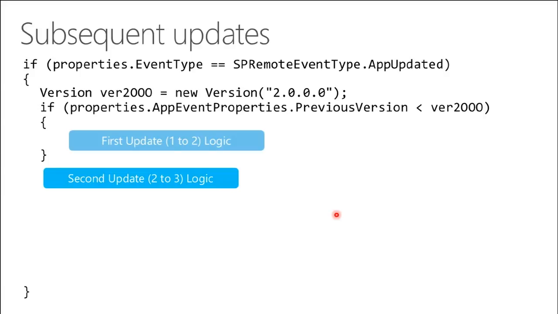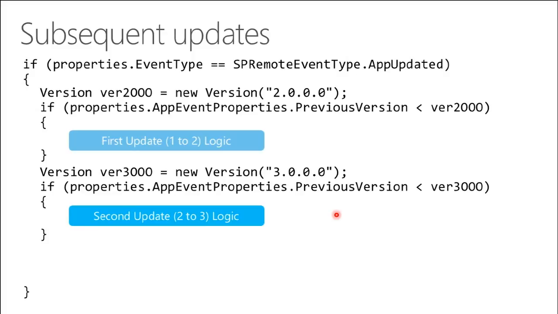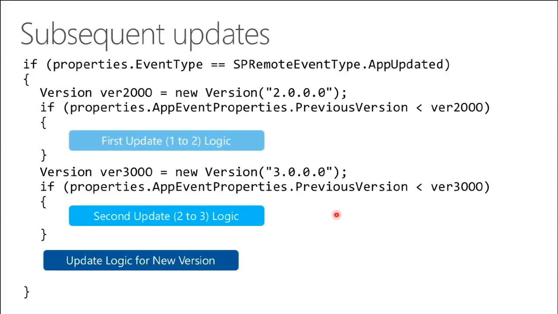And then when you're ready to upgrade again, you move that into a conditional block. And below that, okay. Below that goes your latest update logic.